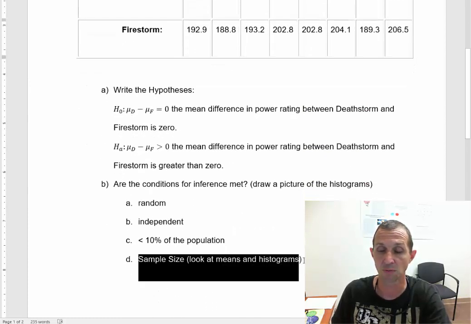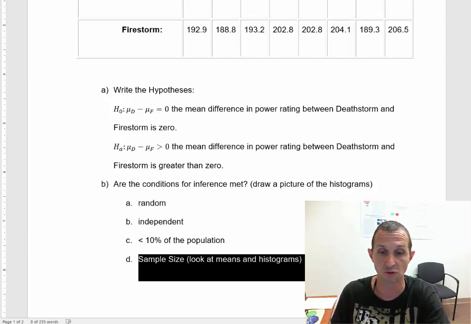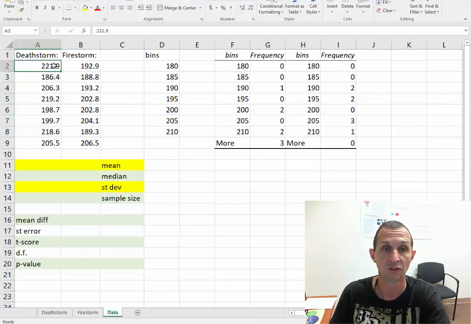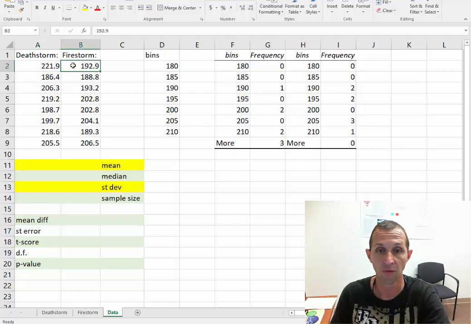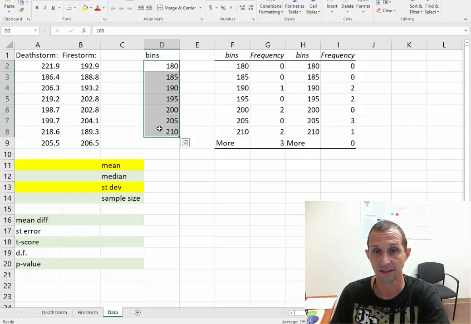And then for sample size, we're going to look at the means and the histograms. For that, I'm going to switch back over to my Excel spreadsheet. I noticed 221 was my largest value and 186 was my lowest value. Over here, 188 was my lowest value and 206 was my highest value. So I picked bin sizes from 180 to 210 to grab all of this.